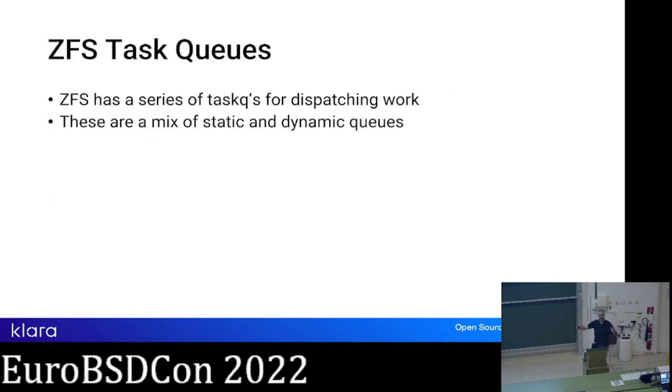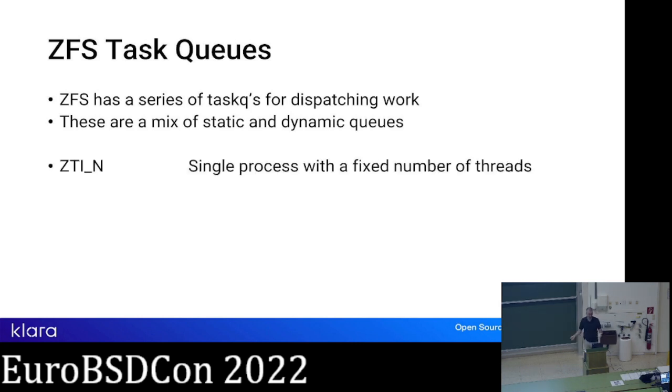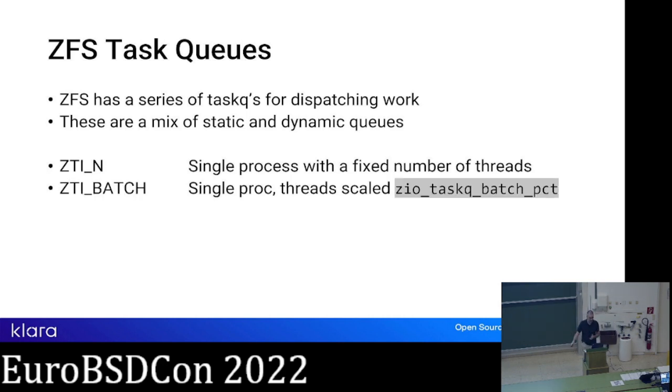So when you have multiple task queues for reads and writes in ZFS, it decides how to size those based on a mix of some task queues being statically sized and some being dynamic. In the code, there's a bunch of macros that configure these task queues. The first one is just underscore n, which just says make a single process that has this many threads. Or there's batch mode, which makes a single process that has some number of threads based on a sysctl that controls basically some percentage of your CPU cores that will be used as how many threads to have. So we'll spend up to this many of your CPU cores doing this work in ZFS.